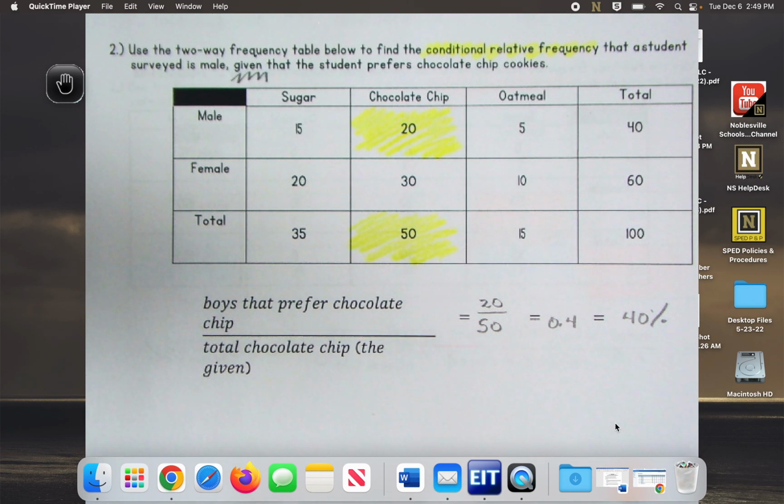Questions, comments, concerns? Okay, we're going to stop the notes right here.